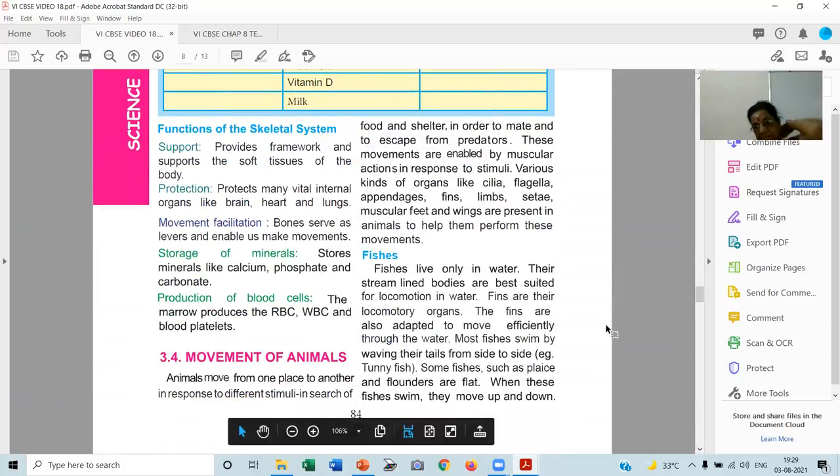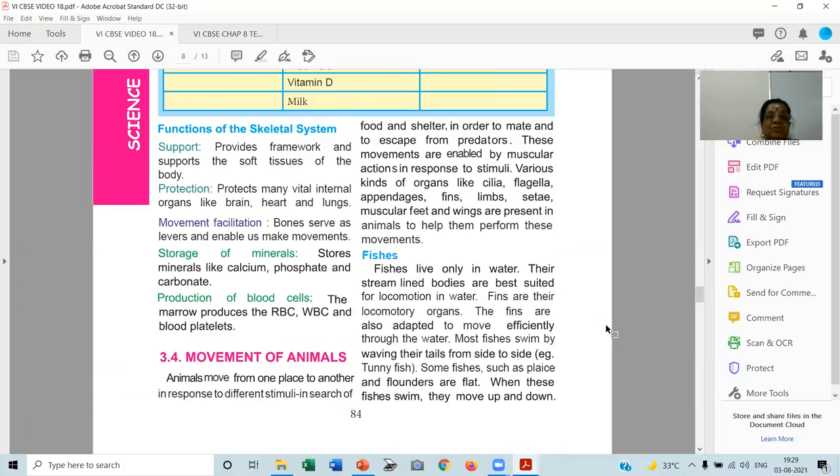Functions of the skeletal system. Support: it provides a framework. It protects the vital internal organs. It facilitates movement. It stores minerals like calcium, phosphate, and carbonate. And it produces blood cells, RBC, WBC, and platelets. It's not given in our textbook, so go through it separately.